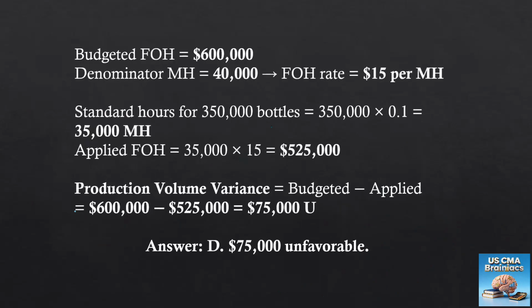If you are still confused about choosing favorable or unfavorable, I suggest you go through the last session, the conceptual section on fixed overhead, which is already uploaded to our YouTube channel. Budgeted fixed overhead is 600,000, and we got 15 per machine hour, and the standard hours take 35 machine hours. We got the applied fixed overhead as 525,000. And we got 75,000 unfavorable, budgeted minus applied. Clear? Okay. Next question.